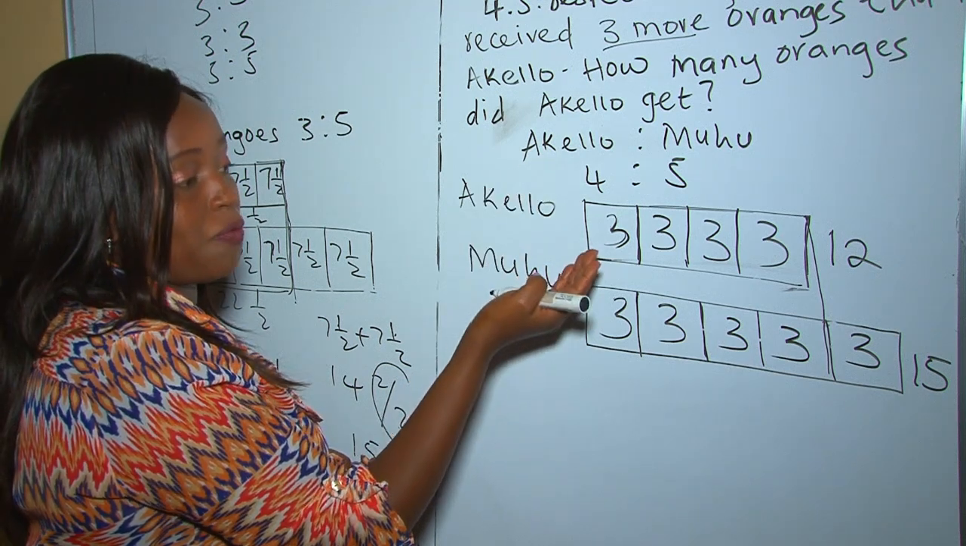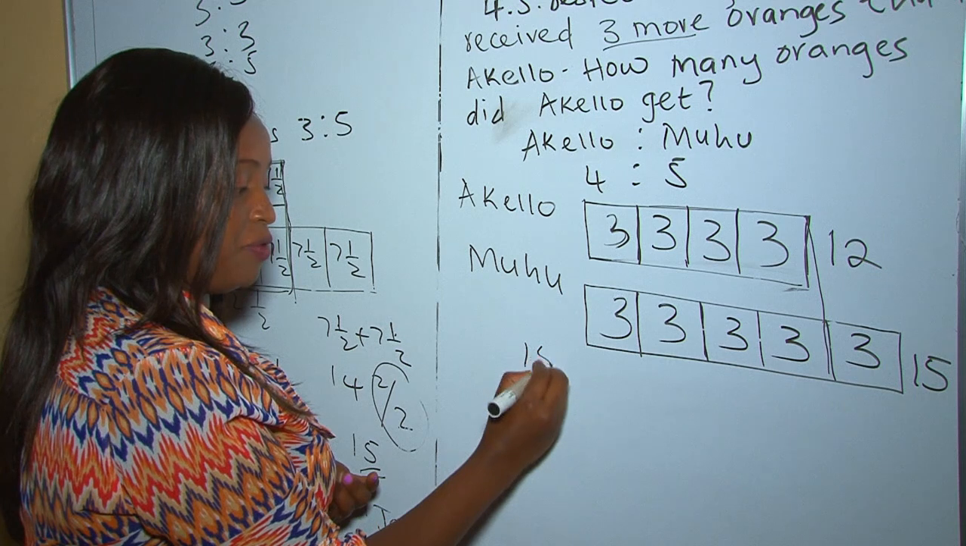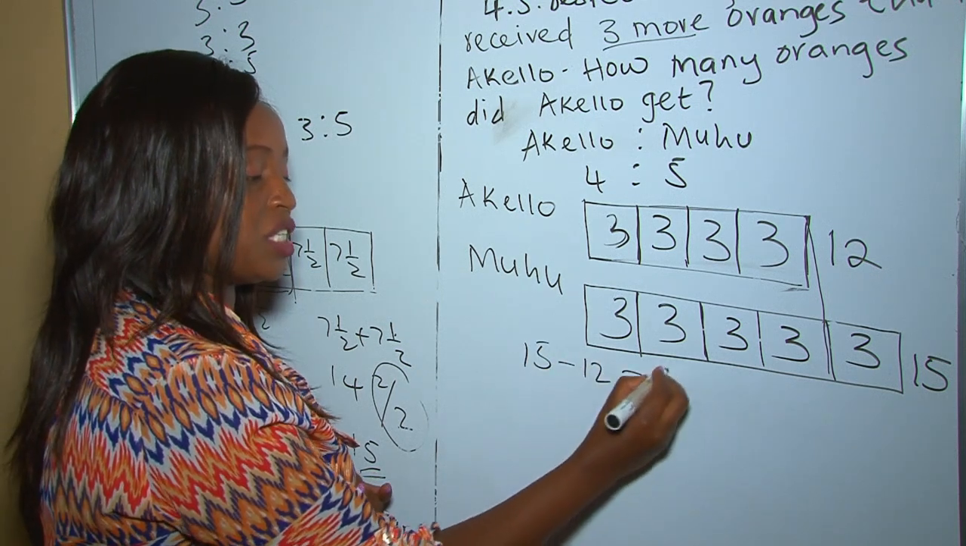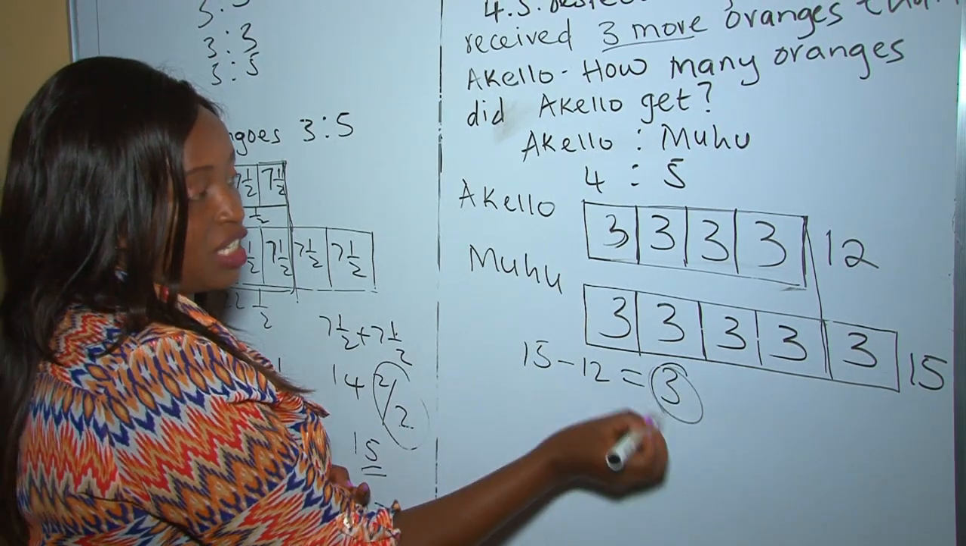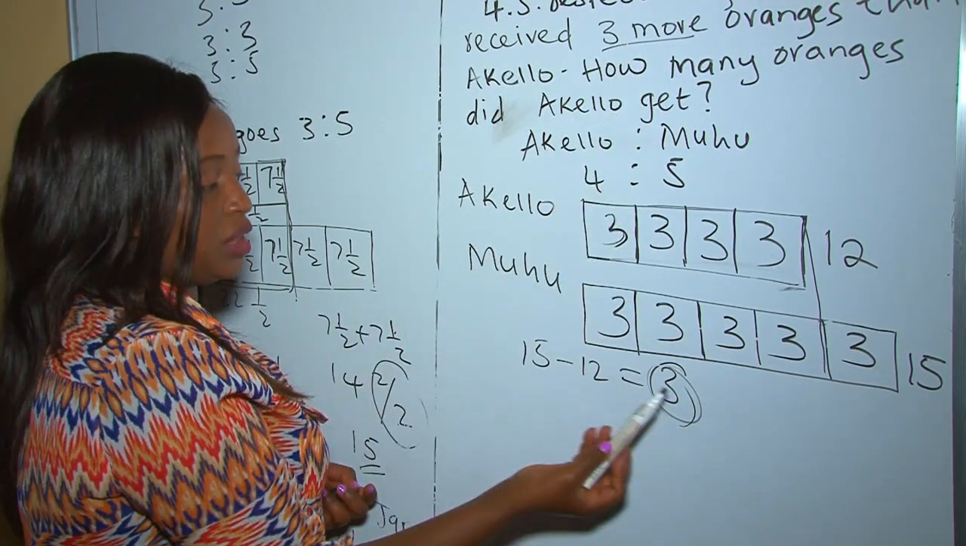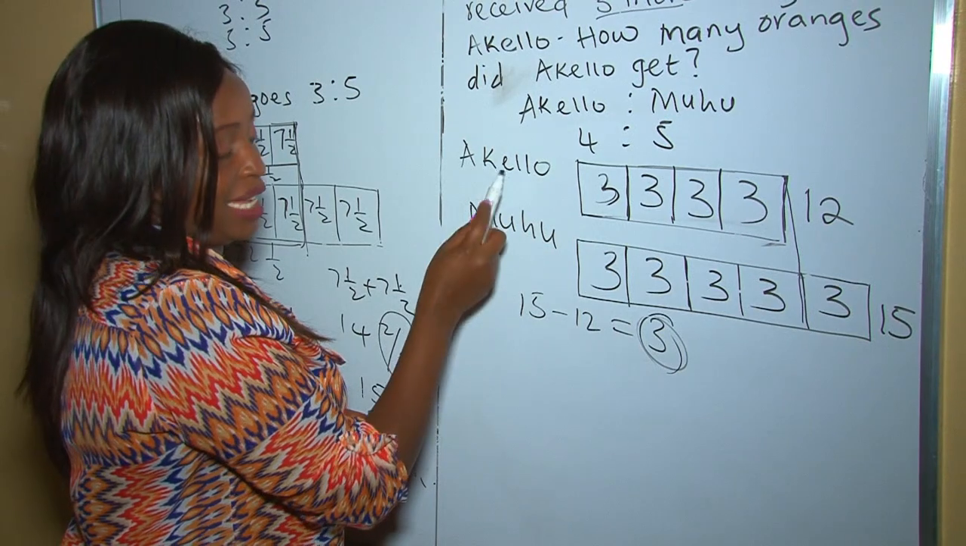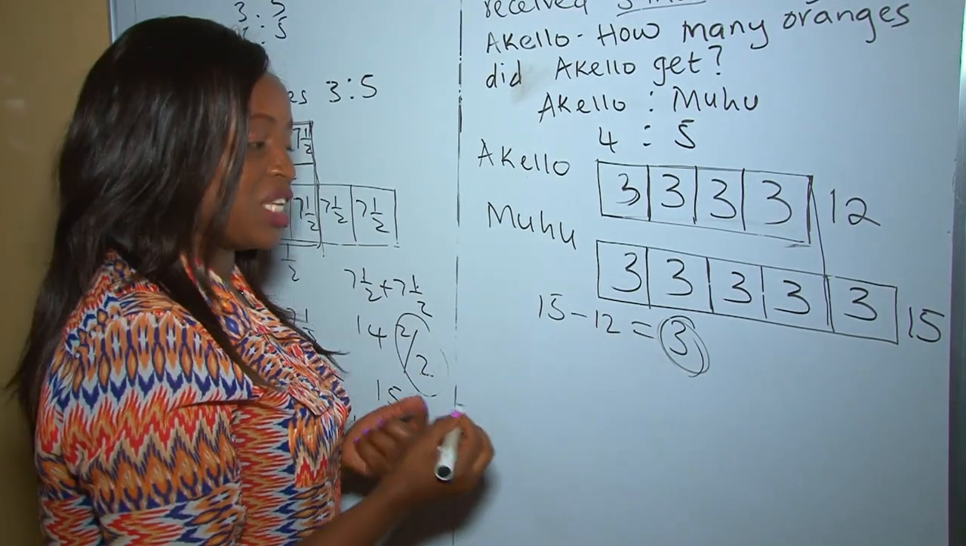We can even prove the difference by saying 15 take away 12, which is 3. Meaning this 3 is the difference. It is what Muhu got more than Akelo. Now let's do it using the ratio difference.